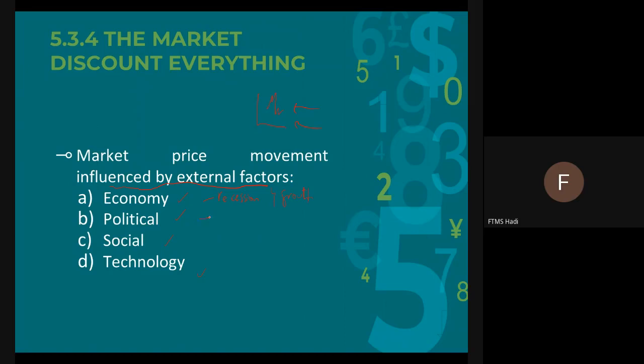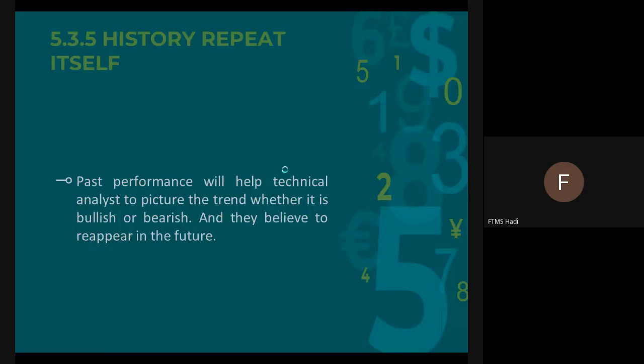Political, we're talking about political turmoil or changes in government. Social is more on the lifestyle and cultural practice by the society. And technology, we're talking about technology advancement or technology downturn, sophistication and so on.